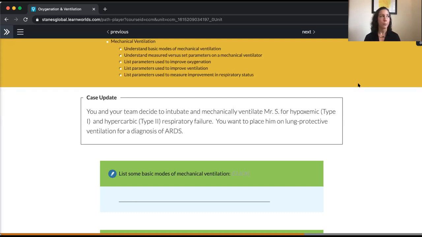PSV, which stands for pressure support ventilation. I don't know what ASV is, however. AC mode. PCV, which is pressure control ventilation. VC, volume control. PC, pressure control. SIMV, synchronized intermittent mandatory ventilation, CPAP, continuous positive airway pressure, and PS is pressure support. Lots of abbreviations and letters, isn't there? Good. So those are all basic modes.